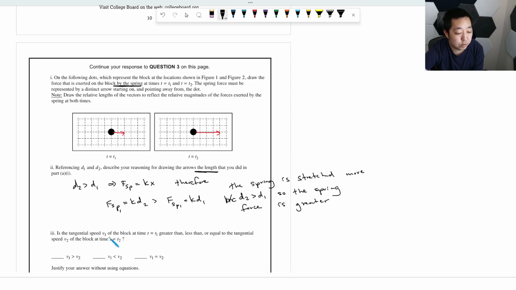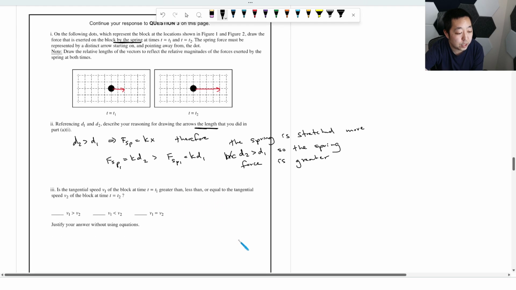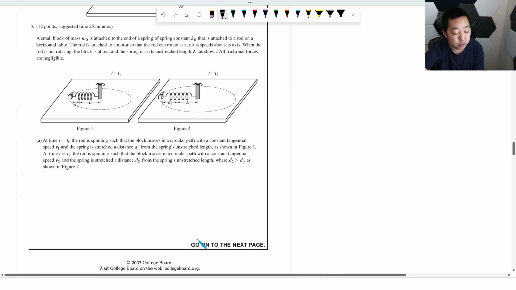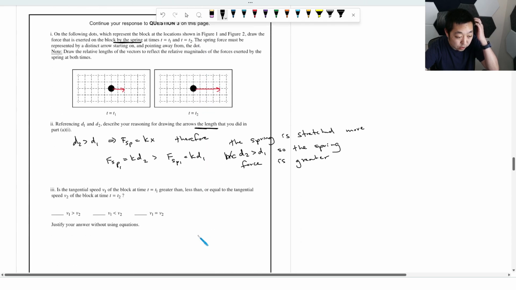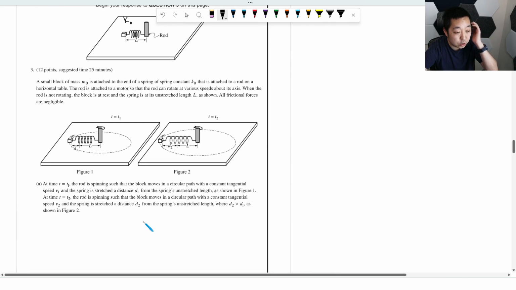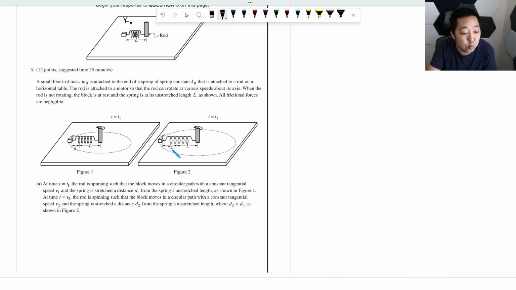Is the tangential speed v1 of the block at t equals t1 greater than, less than, or equal to the tangential speed v2 of the block at time t equals t2? Justify your answer without using equations. Okay, so what they're asking is whether the tangential speed is greater. Well, it's definitely greater in t2. That's because there's more centripetal force, right?